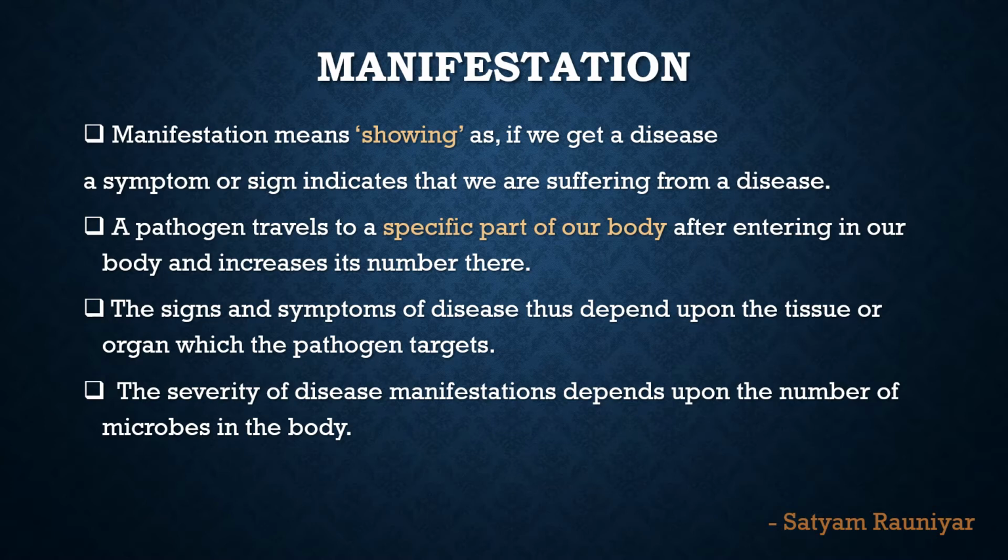A pathogen travels to a specific part of our body after entering our body and increases its number there. The signs and symptoms of disease thus depend upon the tissue or organ which the pathogen targets. The severity of disease manifestations depends upon the number of microbes in the body.